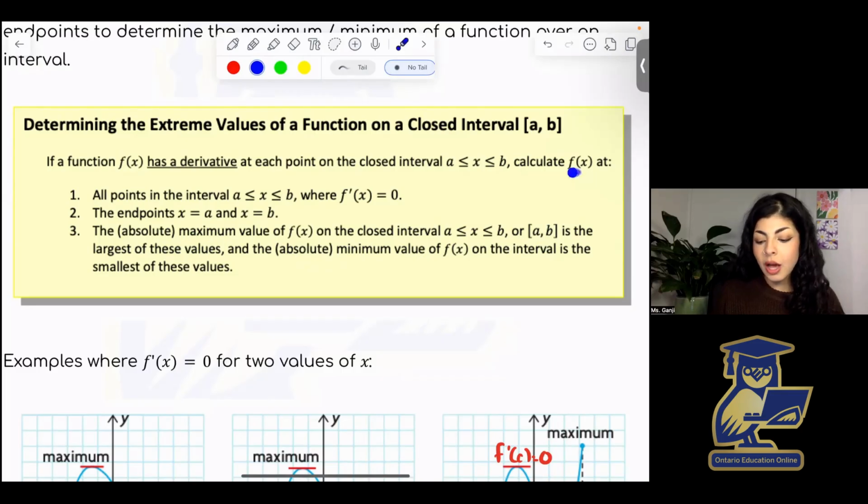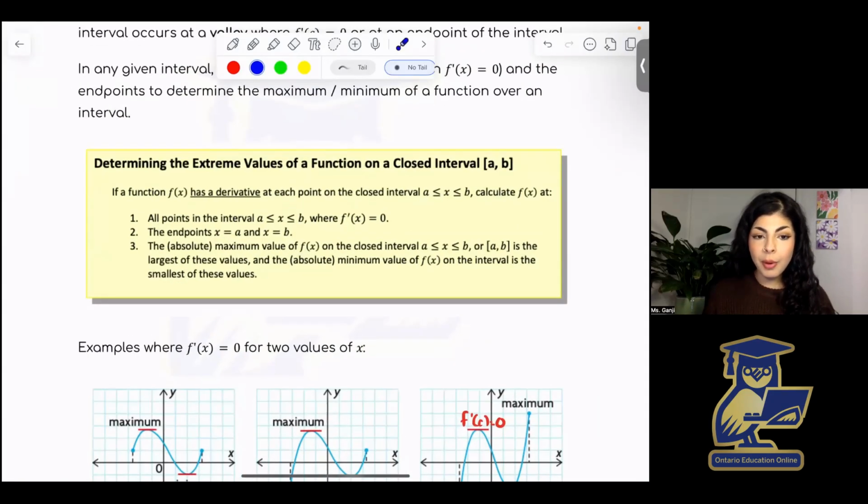But you have to find what f of x is at each of those points in order to make your conclusion. And that's a wrap on our lesson as well as Unit 2.